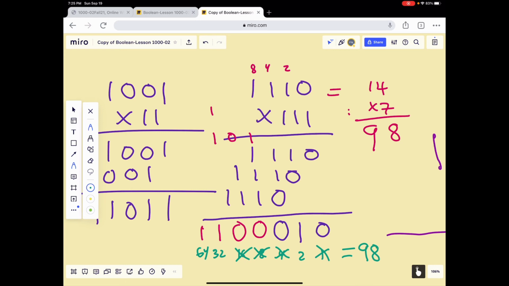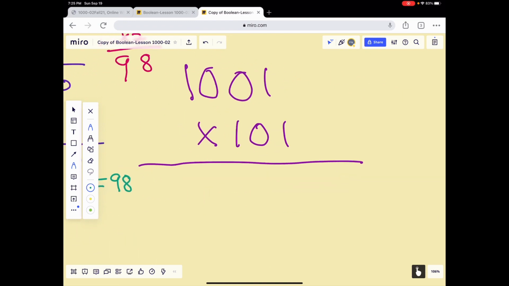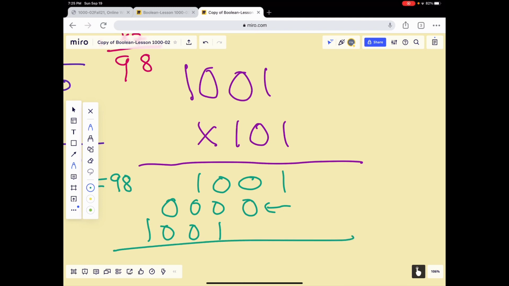The only thing you worry about is adding them together. All right, let's talk about one more problem here. So 101, so when I multiply by 1, I write out the same thing. You don't have to think about it. And for 0, I do the same thing, 0, 0, 0. All right, the second digit moves one place to the left, and the third digit moves one more place to the left. So you have another 1001. So now you're adding together. You have 1001, 0000, 1001.